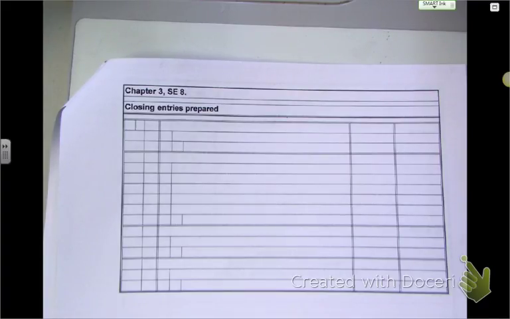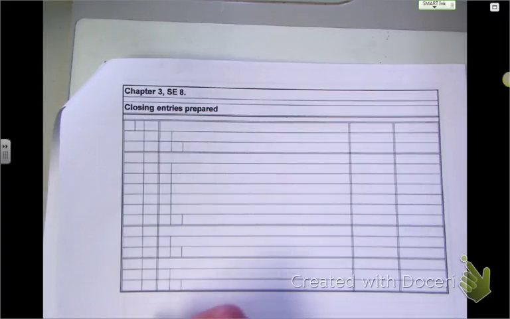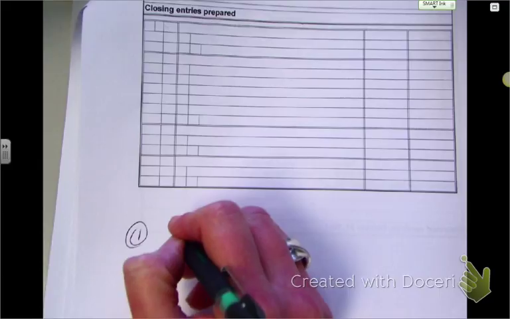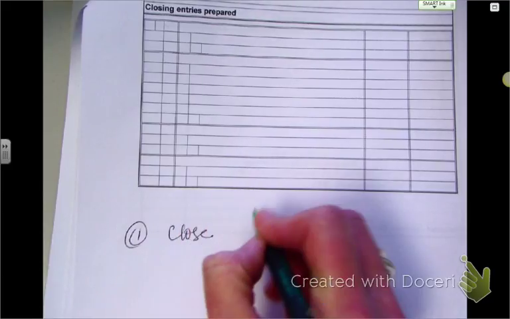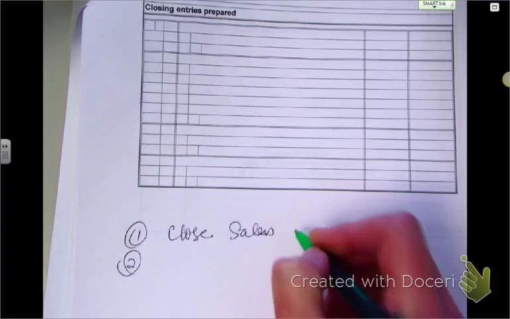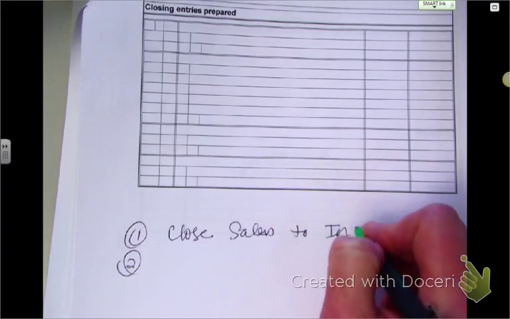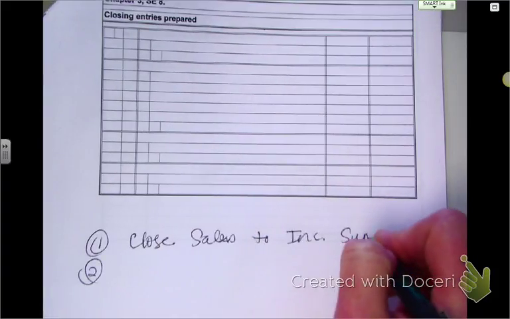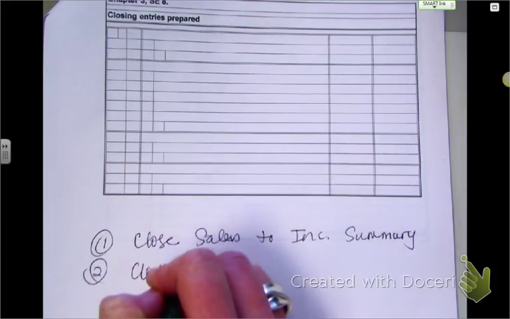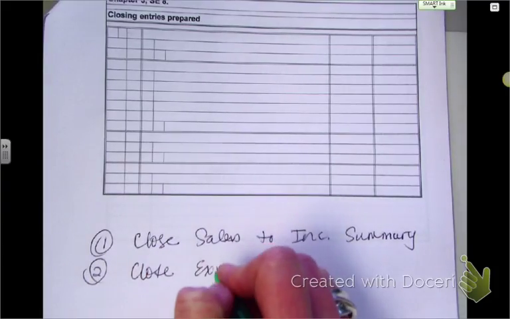So, on our problem for SE7, if you remember, we had 4 closing entries. There's always 4 closing entries. First, you're going to close what? Close sales? And then what? Okay, so we're going to close sales to our income summary. Second, we're going to close all of our expenses to the income summary.